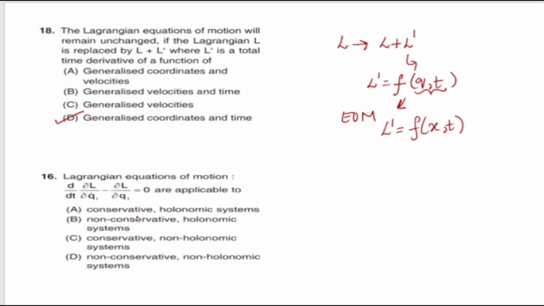This is also a kind of direct question. Nothing more to solve here. The Lagrangian equation of motion they have given, as we know, is applicable to which kind of system they are asking. It is a conservative or holonomic system, non-conservative or holonomic system, conservative non-holonomic system, non-conservative non-holonomic system. So option A is right here. It is applicable to a conservative system as well as a holonomic system.